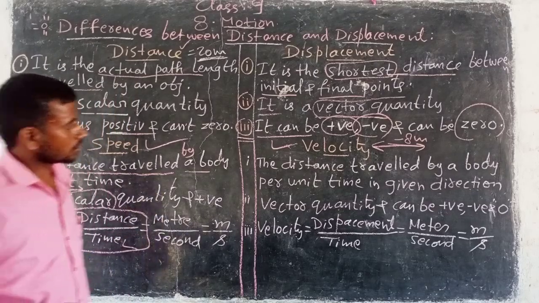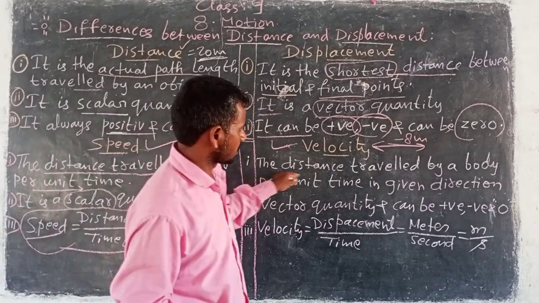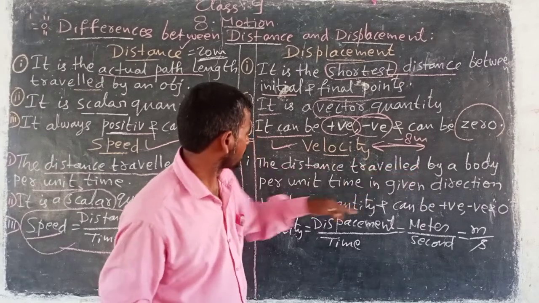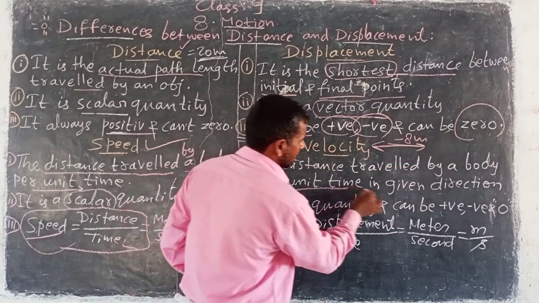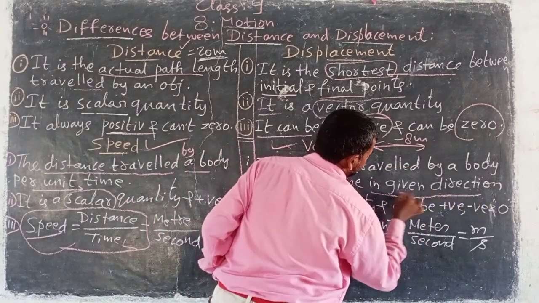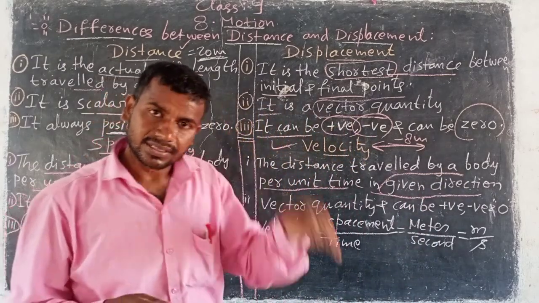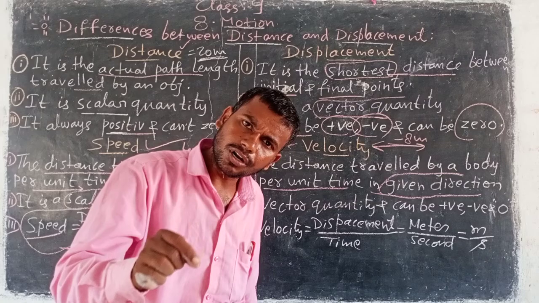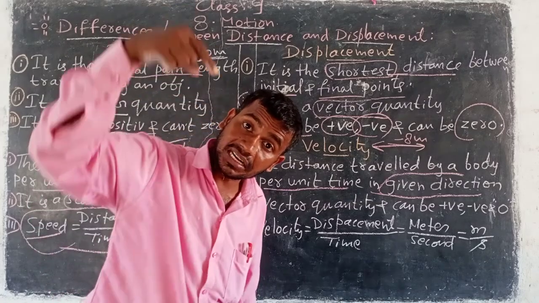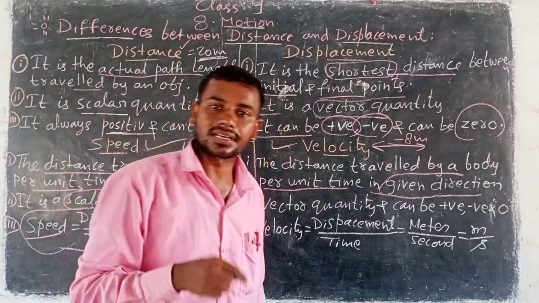And next, velocity. What is velocity? Velocity is the distance traveled by a body per unit time in a given direction. Velocity definition: distance traveled by a body per unit time in a given direction. Direction is there.